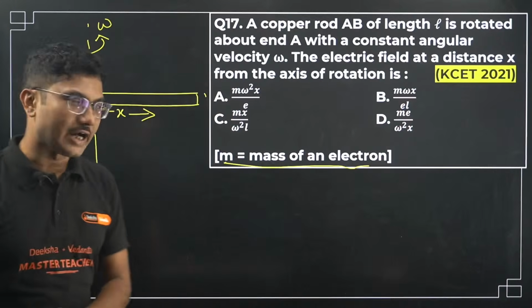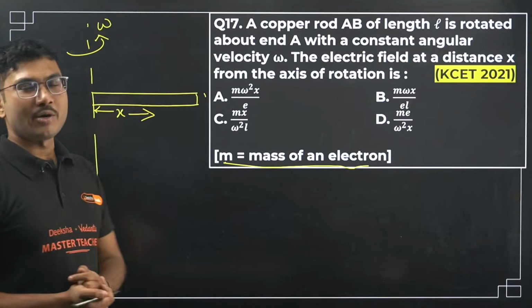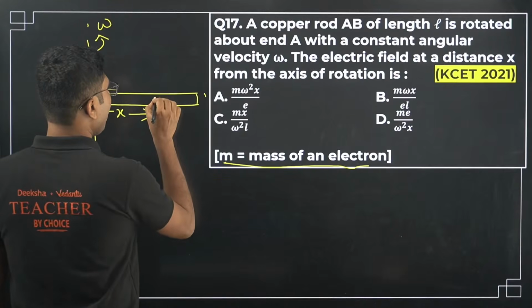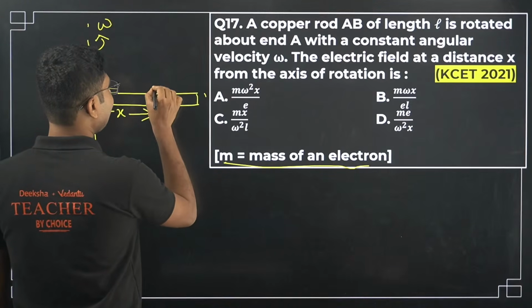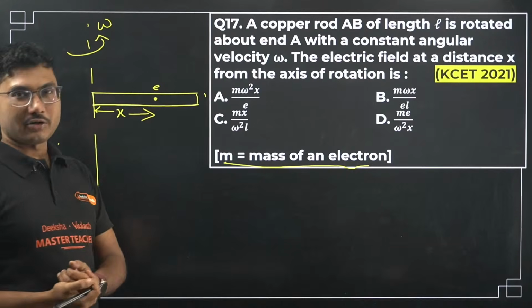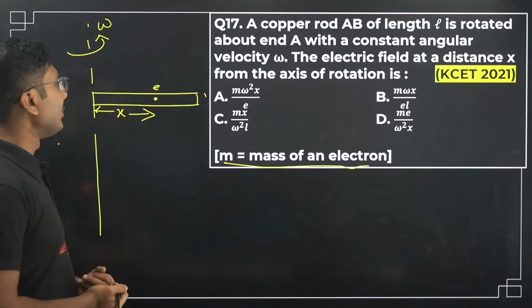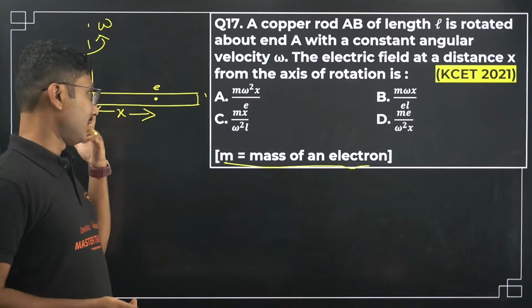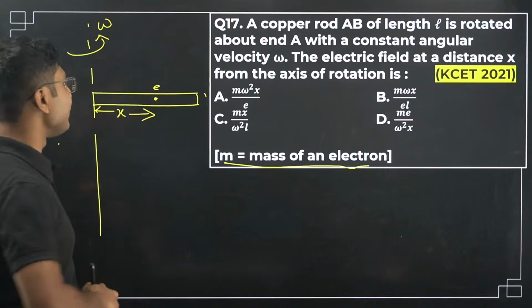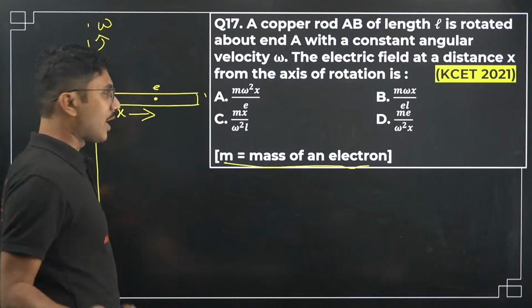E is definitely the charge of an electron, so that is something you have to take care of. What we will be doing is considering an electron inside the rod and seeing what force is actually acting on it. There are actually two forces acting on it, not two forces, one force only.